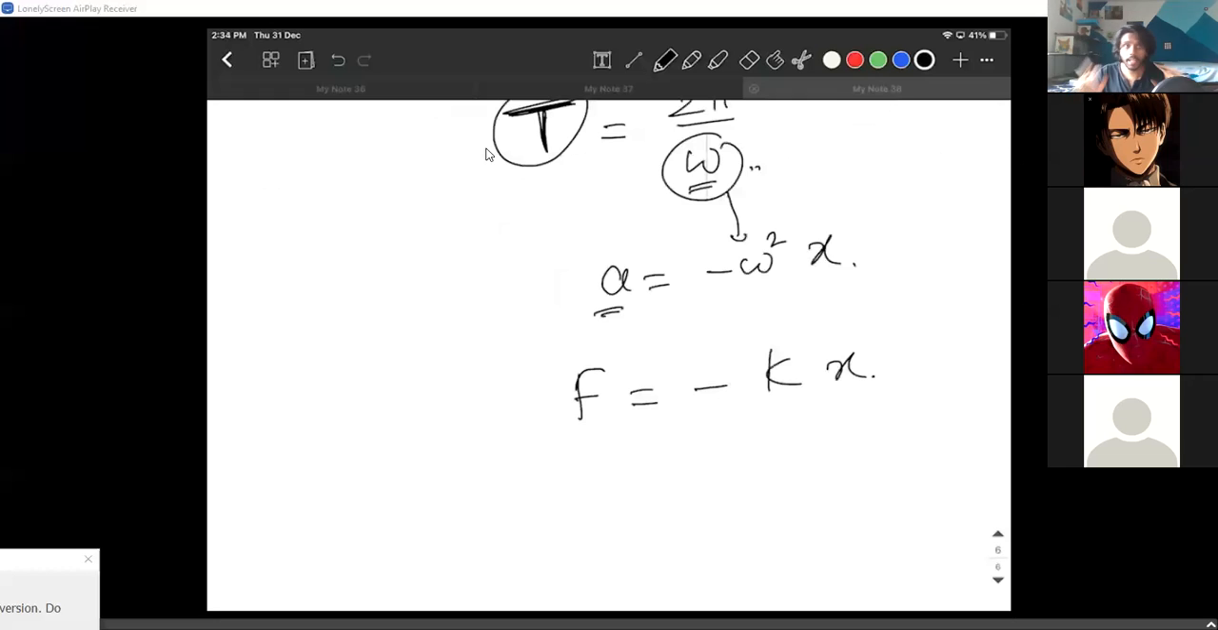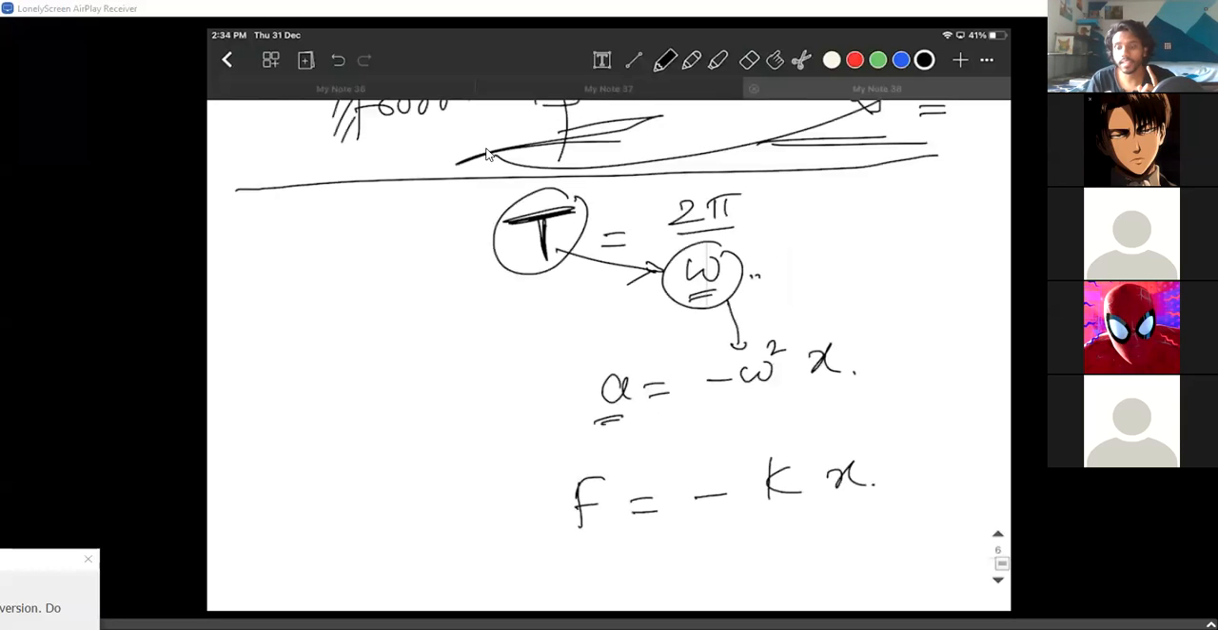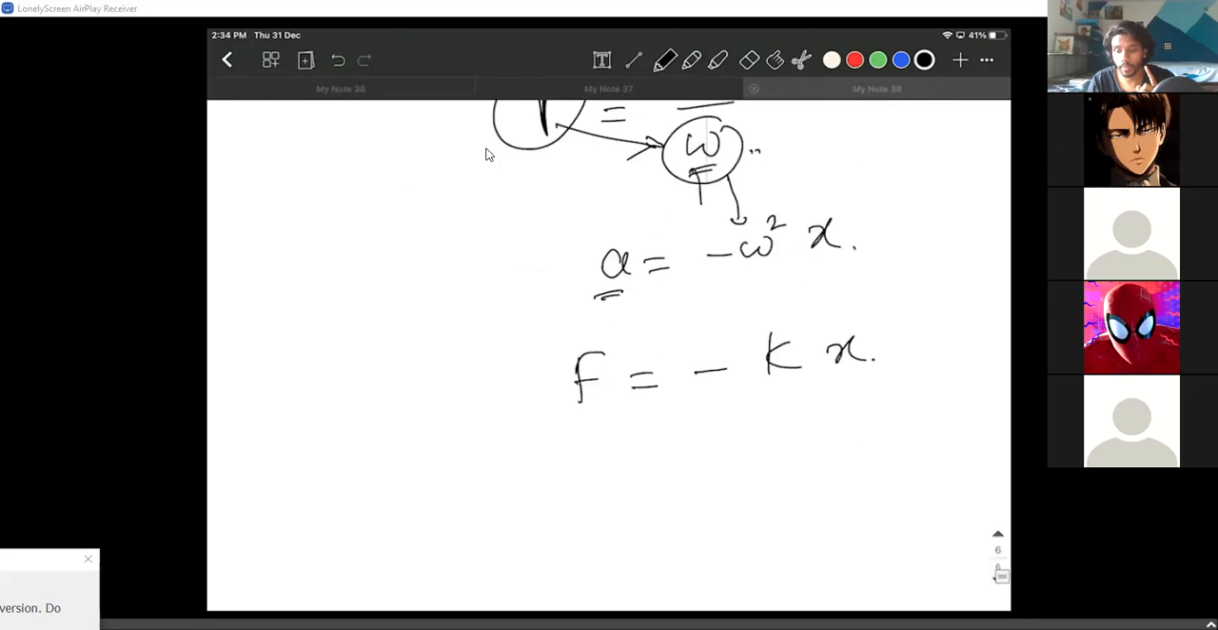So every time they give you any kind of problem, no matter what kind, they ask you the time period. To find the time period, you need omega. To get omega, you need acceleration. To find acceleration, you need force. So every time they give you a problem, you always look for the restoring force. This is the most basic thing.